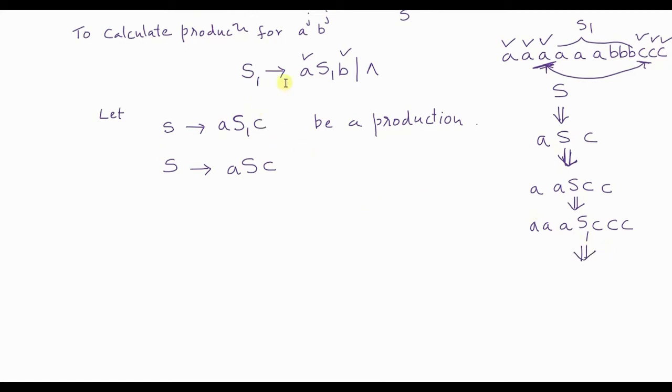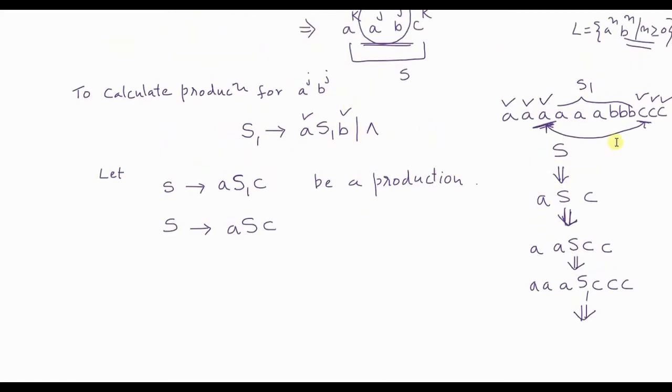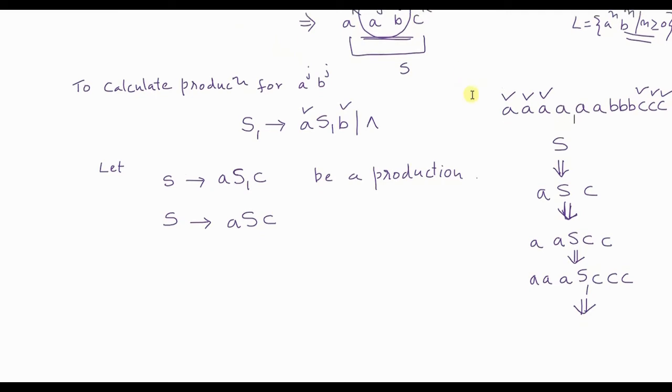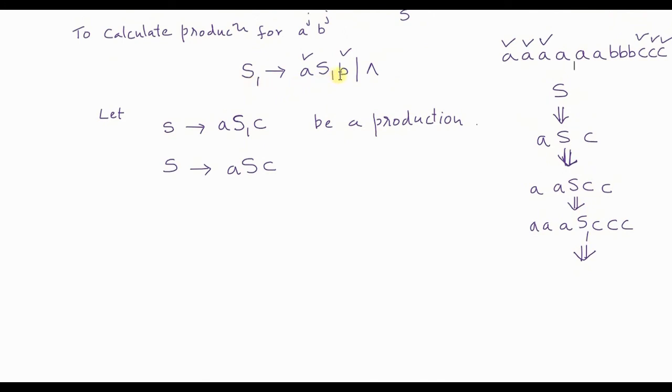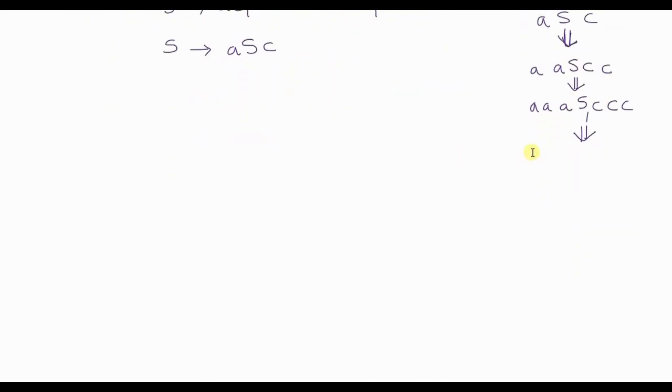Now S1 can be replaced with either null or AS1B. Now how many A's and how many B's are to be matched? See, first this A and this B will be matched, then this A and this B will be matched, then the last A and last B will be matched. So I will replace S1 with A, S1B. So what I'll do, whatever A's are there, 3 A's and 3 C's, I'll write as it is. And now this S1, I will be replacing with A, S1B.